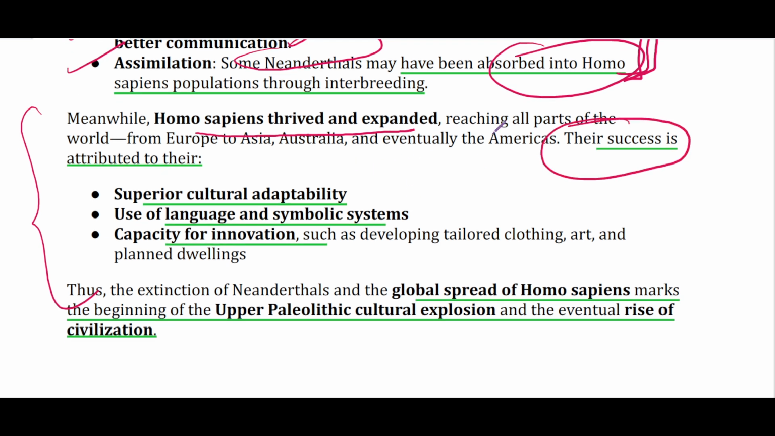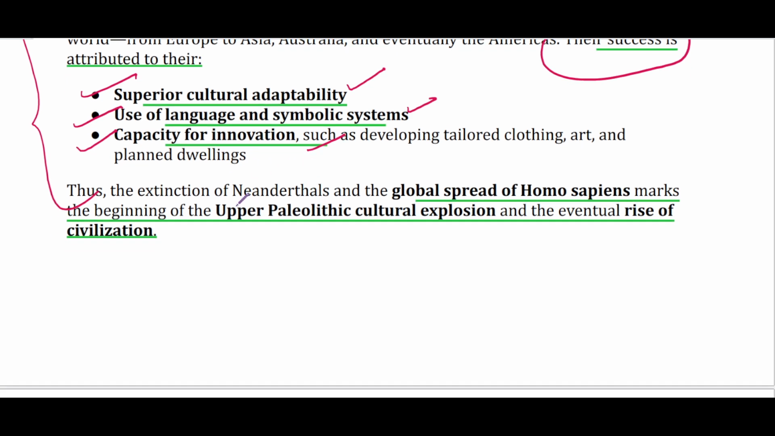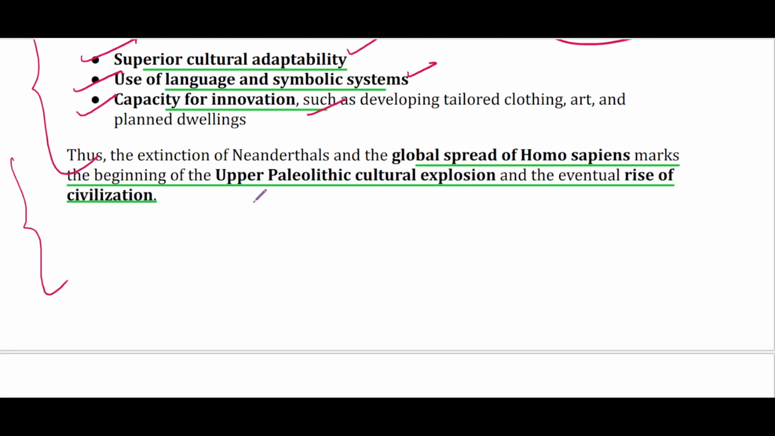The success of Homo sapiens is attributed to their superior cultural adaptability, the use of language and symbolic systems, and the capacity for innovation. And thus, the extinction of Neanderthals, the last of the other hominins, and the global spread of Homo sapiens mark the beginning of the Upper Paleolithic cultural explosion and the eventual rise of civilization.